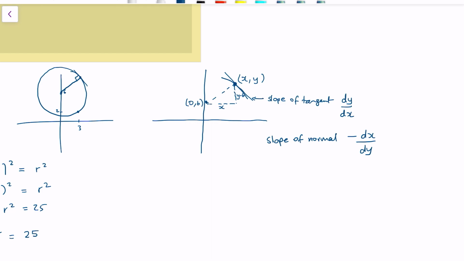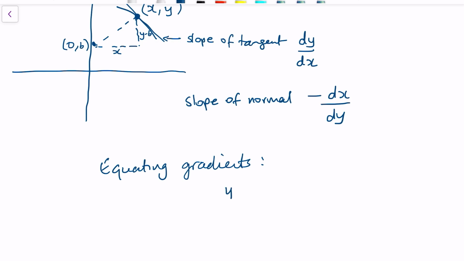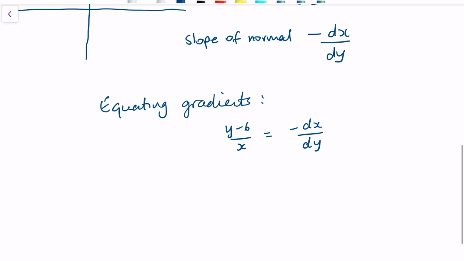Unless y is below 6, I guess we need to consider both cases, but for simplicity let's just go with that, because equating the gradients is going to give us y minus 6 over x equals minus dx over dy. And there's a differential equation. Use the advice from previous videos. It's probably separable. Yep, it looks separable to me.